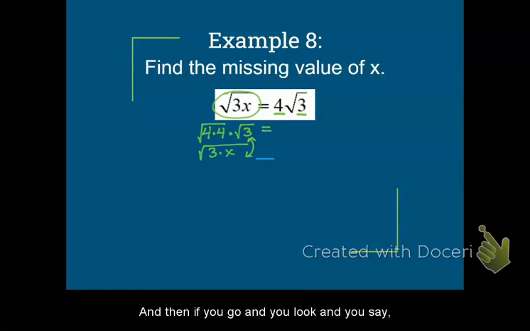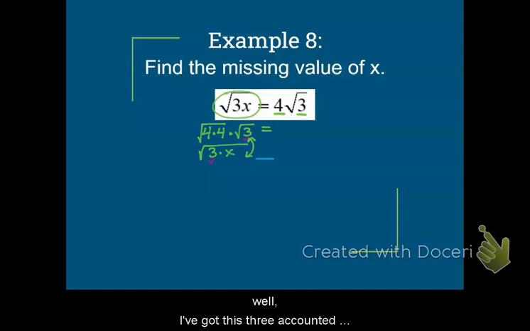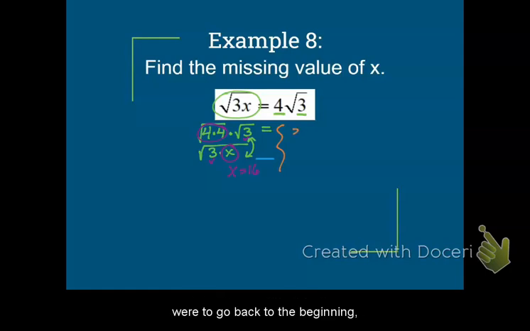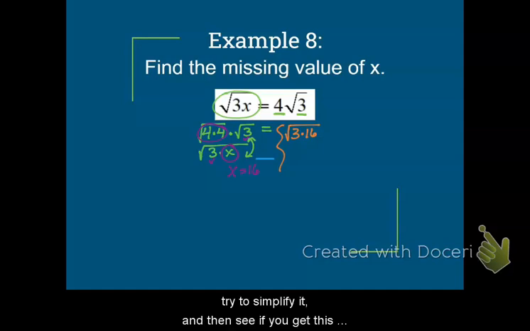Then if you look and say, well, I've got this 3 accounted for, but this x has to be this 4 times 4. And 4 times 4 is 16. So that's telling me that my x must be 16. And then you can check your answer on these by going back to the beginning, plugging in what you think your answer is, trying to simplify it, and seeing if you get this answer over here.